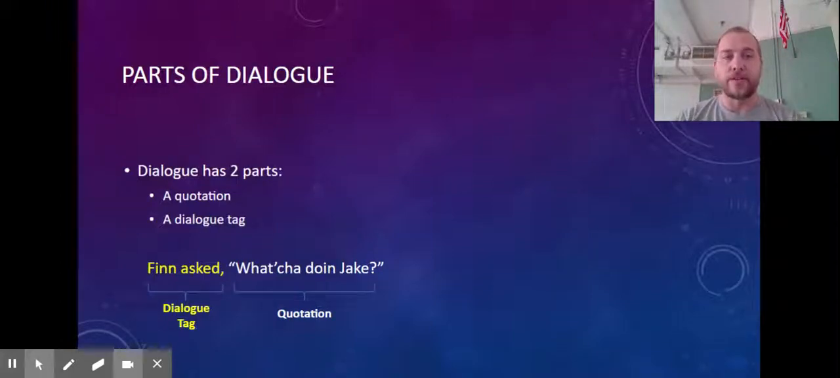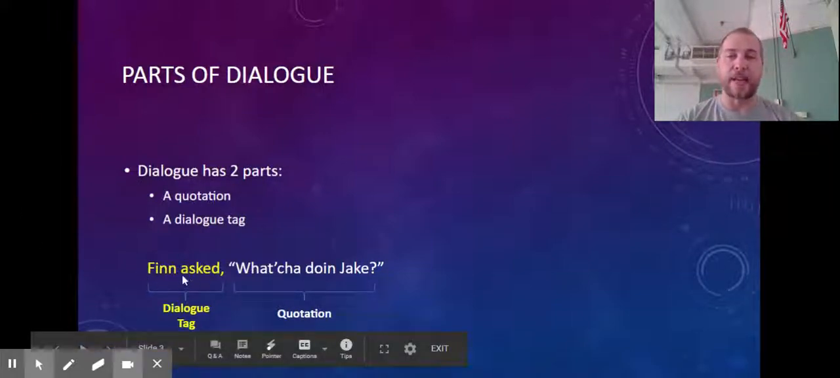And so to get right down to it, I need to show you the parts of dialogue that you're going to be adding to your story. Dialogue essentially has two parts, a quotation and a dialogue tag. Here we have an example line of dialogue. Finn asked, "What you doing, Jake?"